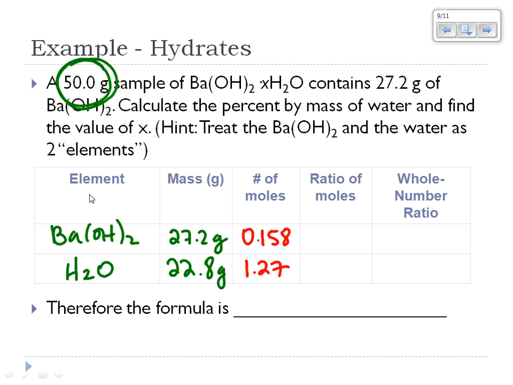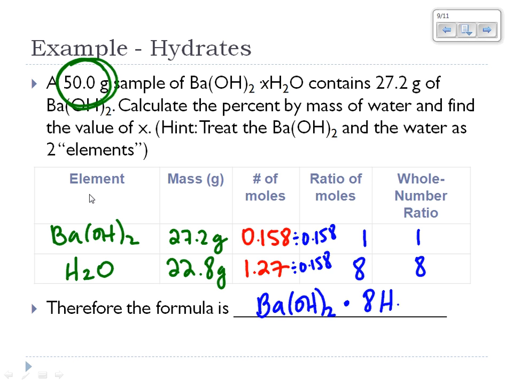Third step in this process is divide by small. So I'm going to divide them both by the smallest number, which is my 0.158. Make sure you're always dividing by the same number here. And when I do that, I get a ratio of 1 to 8. So my whole number ratio, I don't have to worry about any decimals in my ratio, so I just leave it alone, and I use 1 to 8. That means that for every 1 barium hydroxide, it's hydrated with 8 H2O molecules. So therefore the formula is Ba(OH)2·8H2O. The name for this would be barium hydroxide octahydrate.